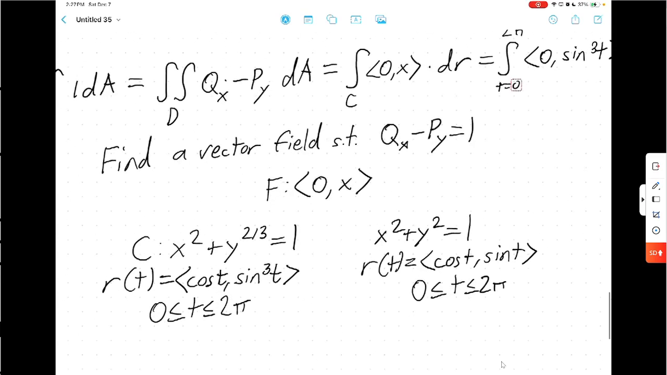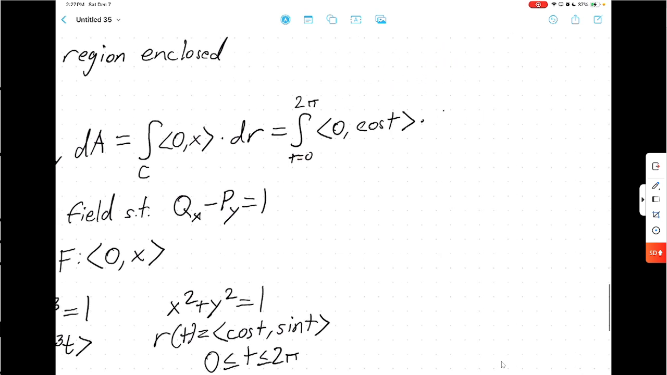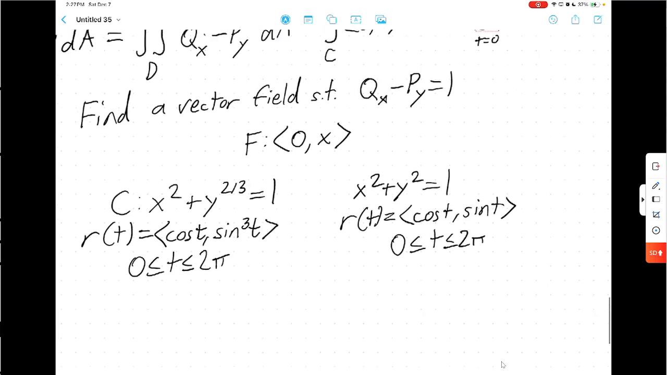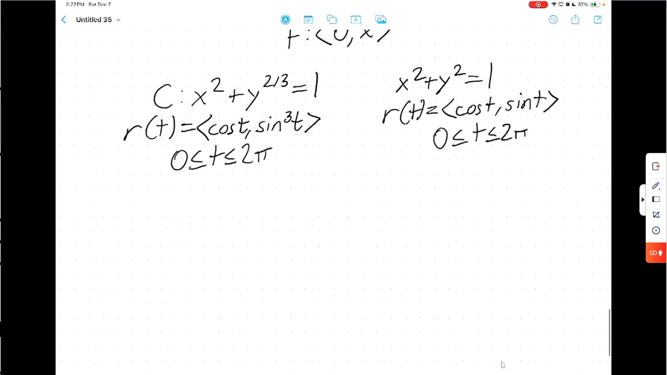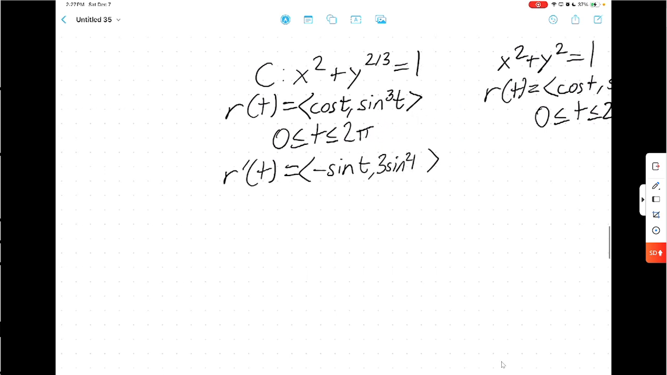So x is equal to cosine t on this one. Cosine of t dotted with the derivative of our r of t. So now we just have to find the derivative of this: negative sine t, and then for sine cubed, 3 sine squared of t times the derivative of the inside, which is cosine of t.